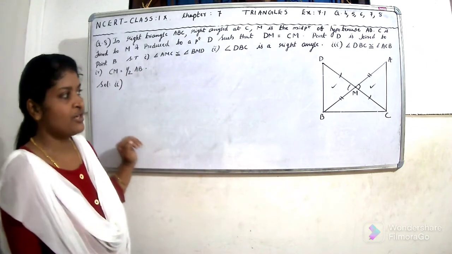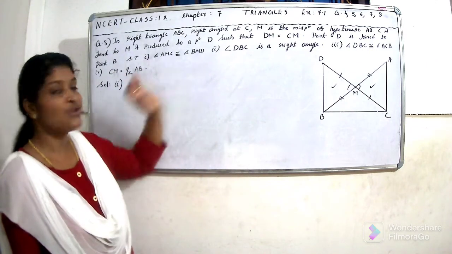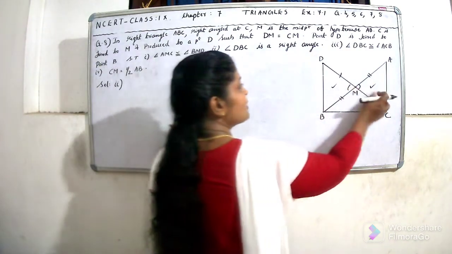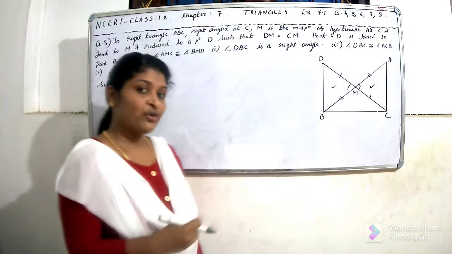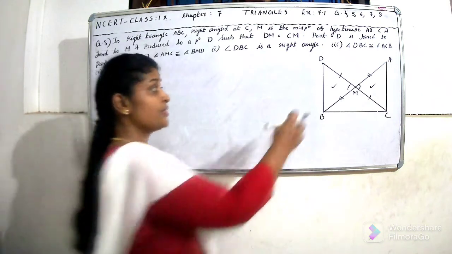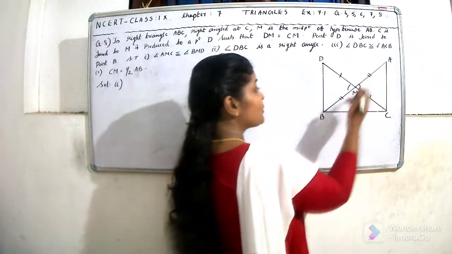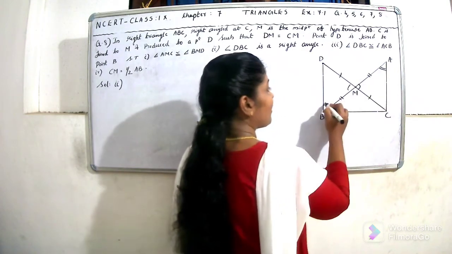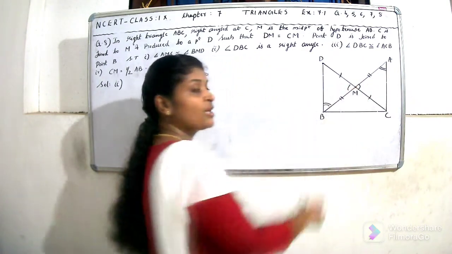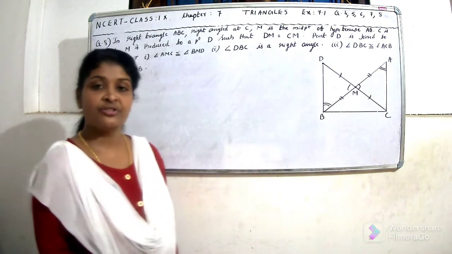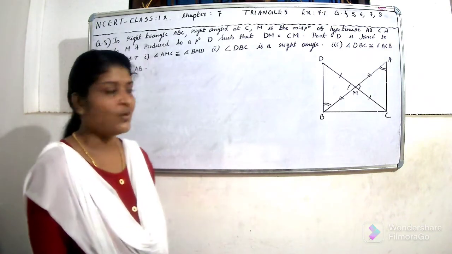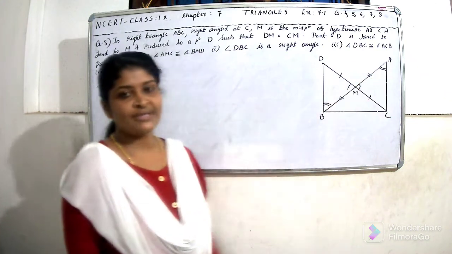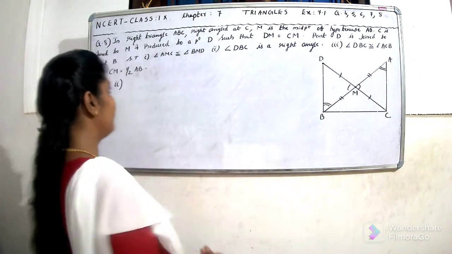So which way can we start? Already we said these two triangles are congruent. That knowledge is with us. So if these two triangles are congruent, already we proved, what about these two angles? In these two triangles, all three angles and all three sides are equal. So by CPCT we can say these two angles are equal. Okay, so that we can write.